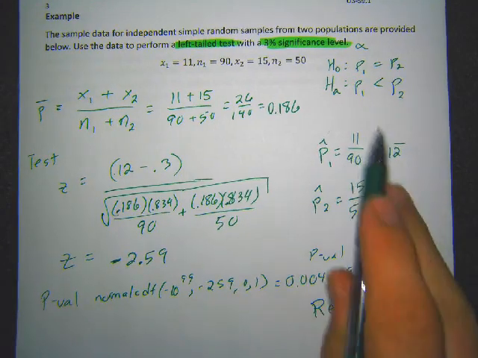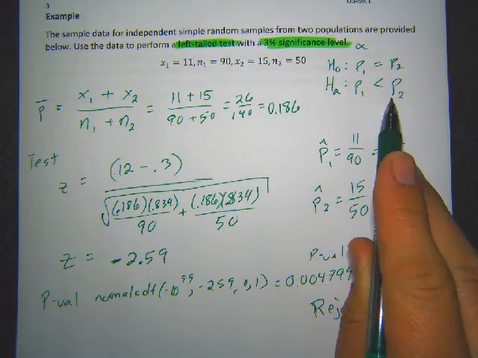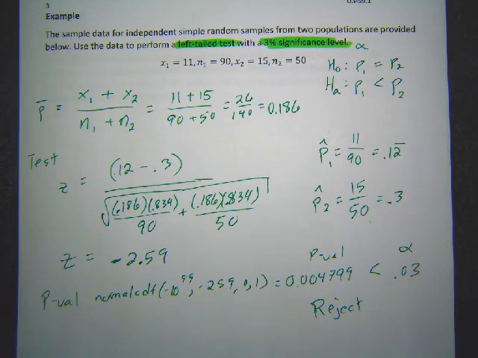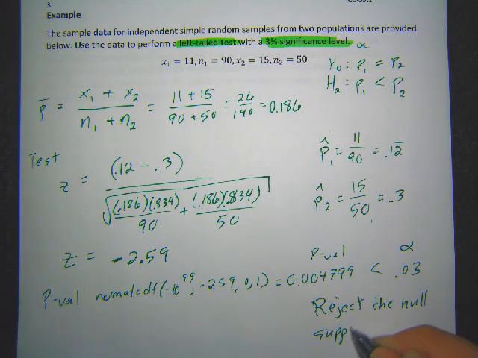We reject equality and say, no, we're going to have evidence to support the alternative, that the first one is smaller than the second. 0.12 is so small that we can say, yeah, the two populations, the first one has a lot smaller percentage than the second. So we reject the null and support the alternative.